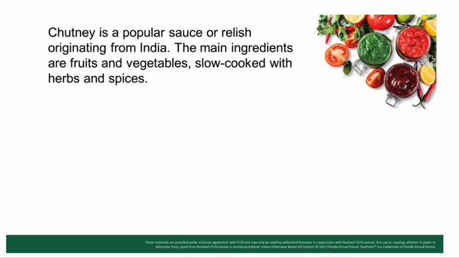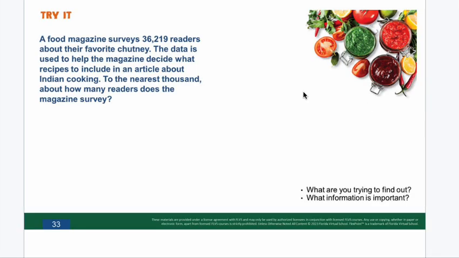So let's take a look at a story problem, okay? Chutney is a popular sauce or relish originating from the country of India. The main ingredients are fruits and vegetables, and they're usually slow cooked with herbs and spices. This just sounds like a story about what these sauces are. So let's add to our knowledge.